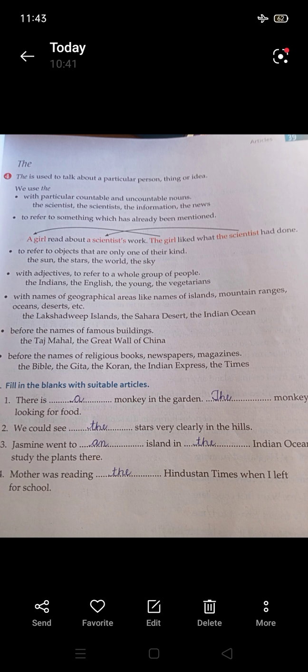So we use the with particular countable and uncountable nouns. Countable nouns like uncountable. The scientist, the information, the news.